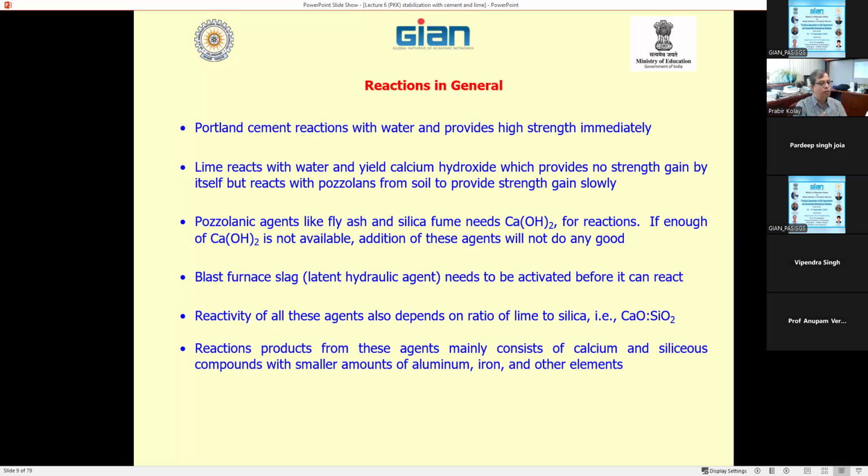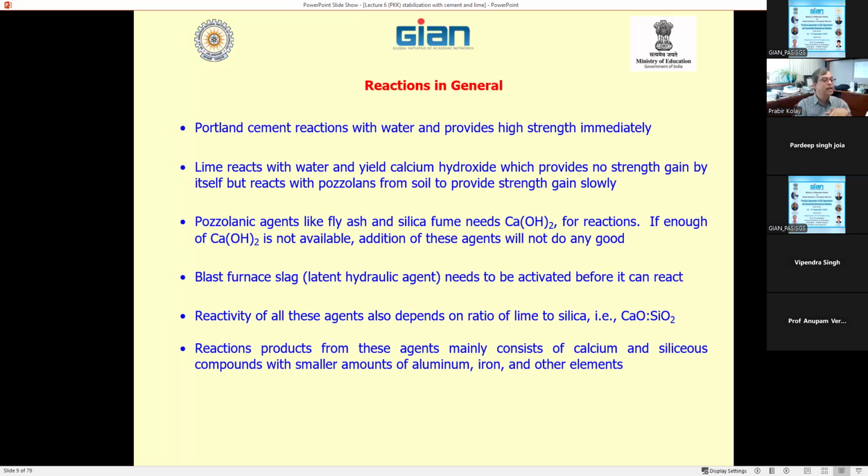Lime reacts with water. Again, it depends on what type of lime you're using. You use calcium hydroxide, which provides no strength gain itself but reacts with pozzolanic material in soil to provide strength gain slowly. Sometimes what happens is pozzolanic material, just for example, we have fly ash, class A for example. These are pozzolanic materials. You need to add a little bit of lime, then it is going to react. Okay? So pozzolanic agents like fly ash and silica fume need calcium hydroxide for reaction. If enough calcium hydroxide is not available, the addition of this agent will not do any good.